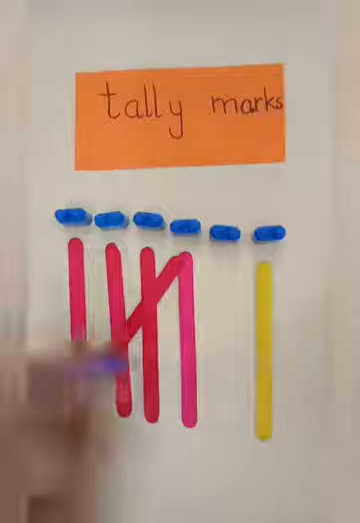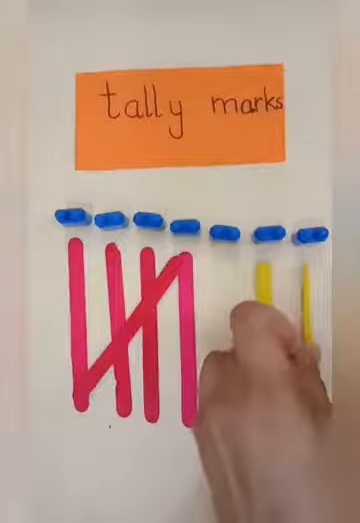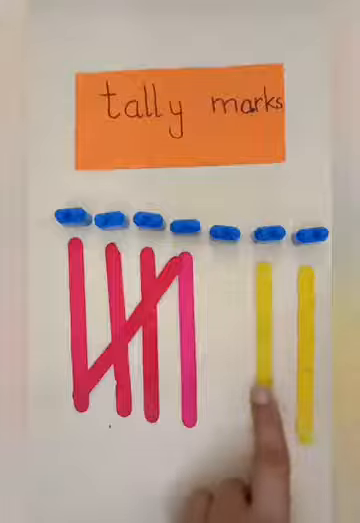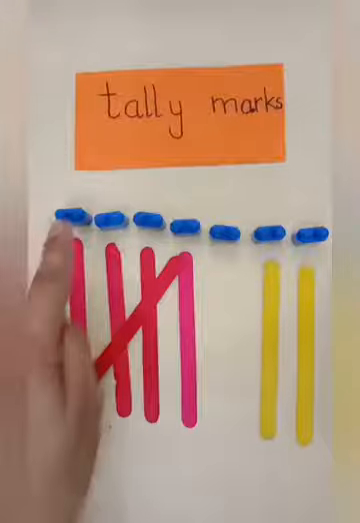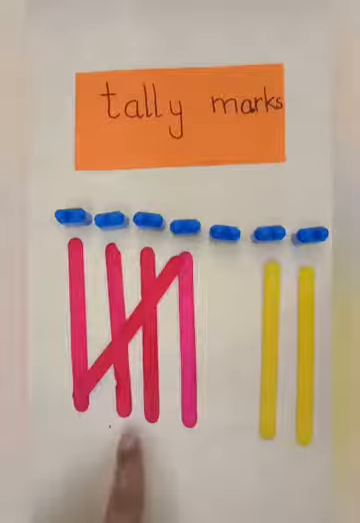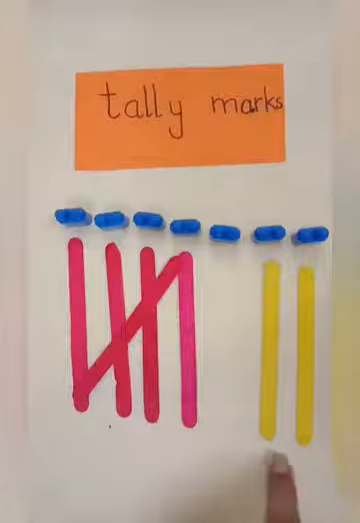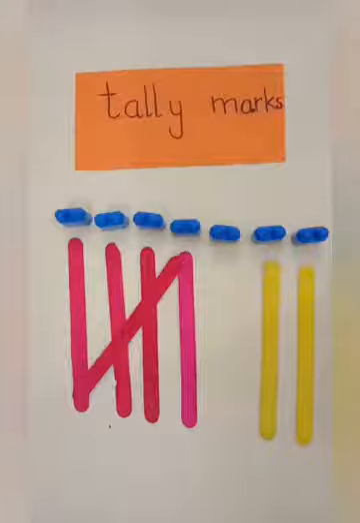6, 7, we will make one tally mark. Now let's count them. 1 2 3 4 5 6 7. Now let's count them. Group of 5, 5 6 7. So tally marks make the counting easy.